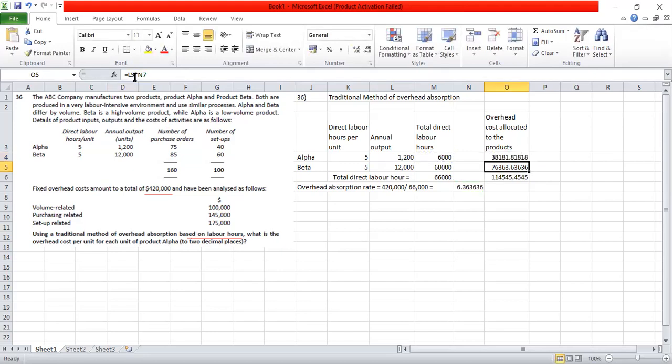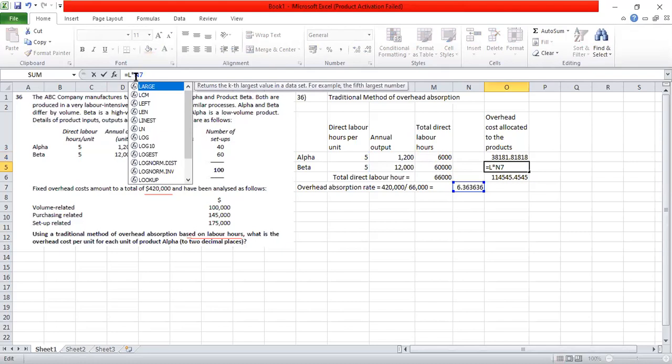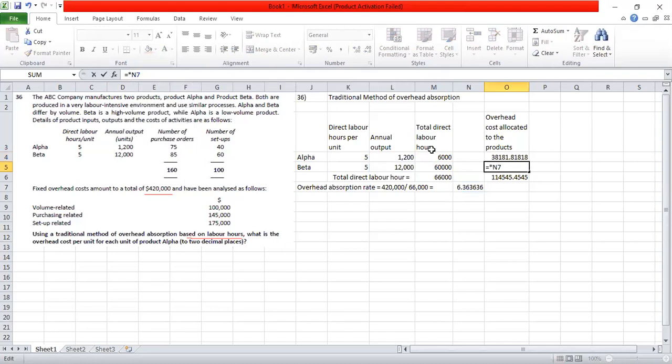Then here it is. So 420,000 is allocated between alpha and beta. The amount which is allocated, rounded off, is 38,182 and 381,880. So in this manner it is allocated. What if we depend on activity based costing? So let's continue here.